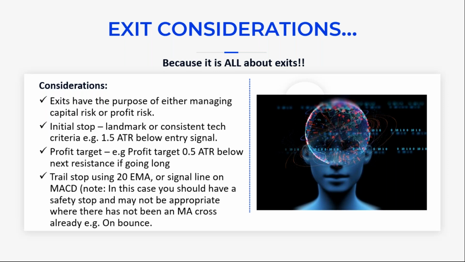Then we talked about profit targets, which you can put at the next key level. So if you're going long, maybe 0.8 or 0.5 ATR below the next resistance. The good thing about using something like the ATR rather than pips, cents or points, just to reinforce a key point, is that it adjusts for particular timeframes.